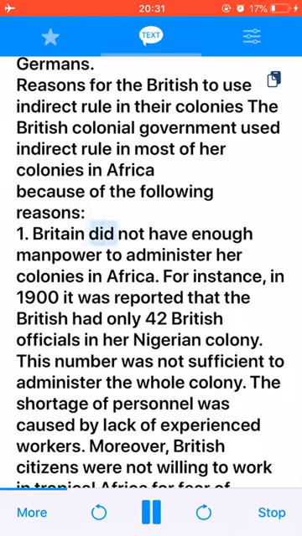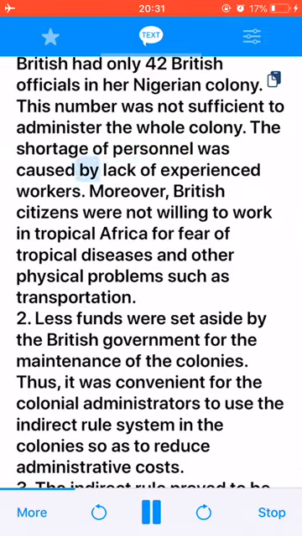1. Britain did not have enough manpower to administer her colonies in Africa. For instance, in 1900 it was reported that the British had only 42 British officials in her Nigerian colony. This number was not sufficient to administer the whole colony. The shortage of personnel was caused by lack of experienced workers. Moreover, British citizens were not willing to work in tropical Africa for fear of tropical diseases and other physical problems such as transportation.